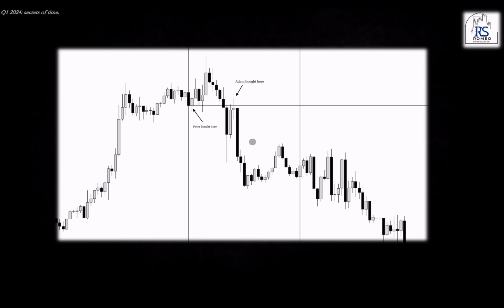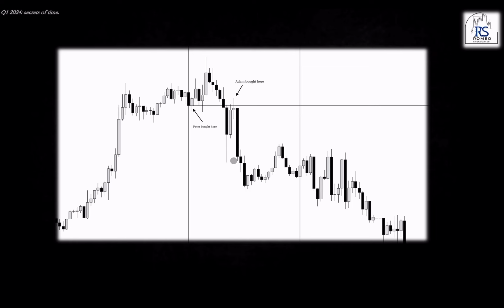This is a daily candle. Which means these are hourly candles, right? Or 90-minute candles, if I'm not mistaken. Peter bought over here at this price level. You see this horizontal line? Peter bought over here, and from his time of entry, he was in profit. Adam bought at the same price level that Peter did, and he suffered a loss.